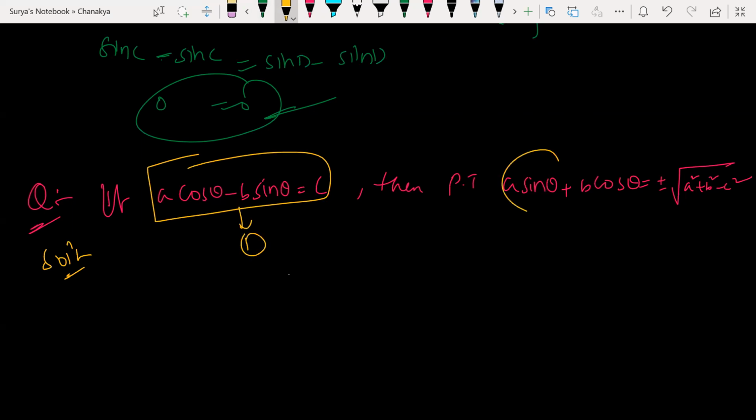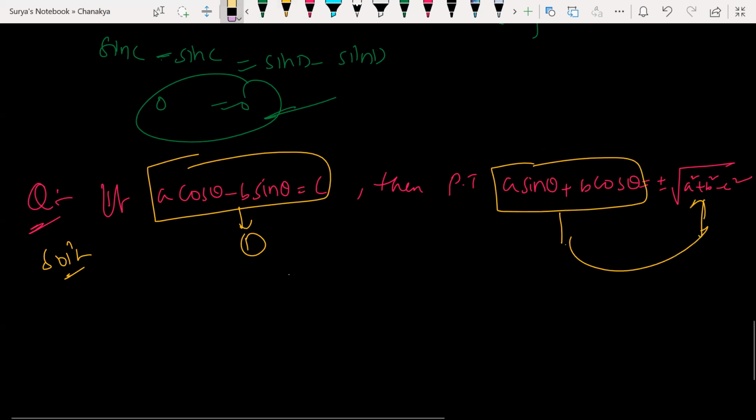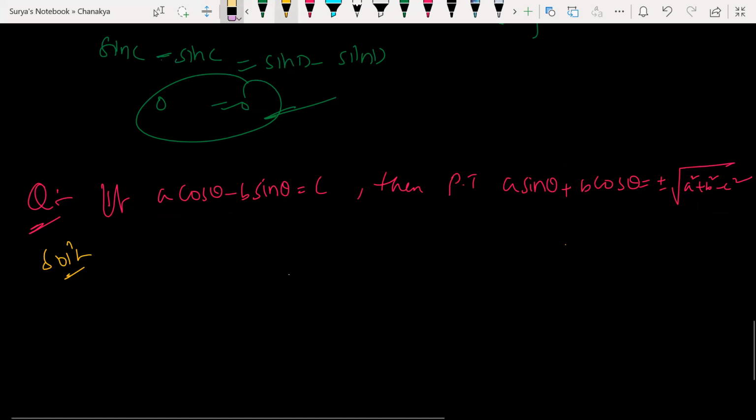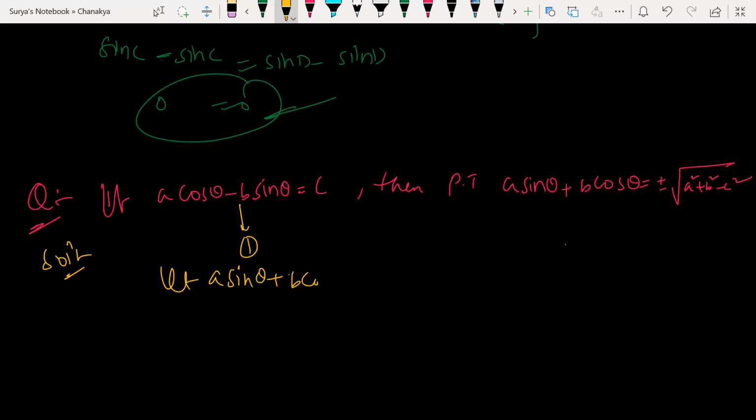Cos theta is root of 1 minus sin square theta, right, sir? Yes, that is what we have to prove actually. We have to prove this is equal to this. But look at it, this is given, this is equal to this. So this is equation number 1. And let a sin theta plus b cos theta be equal to, let's take it as some k.